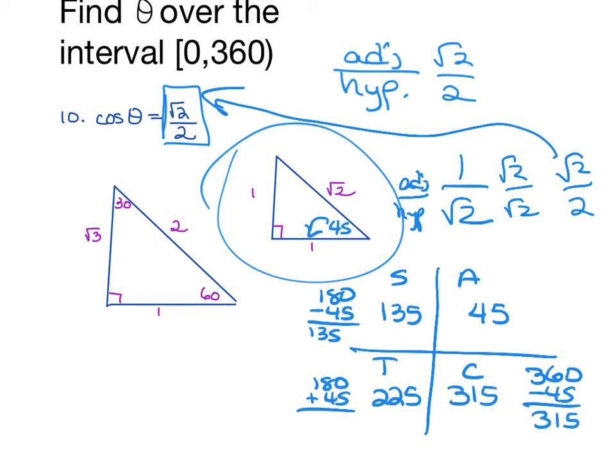Now, of these 4 angle measures that I just calculated, I have to figure out in which quadrants cosine is positive. So I know that cosine is positive in quadrant 1 and also in quadrant 4. So my 2 answers are 45 and 315.